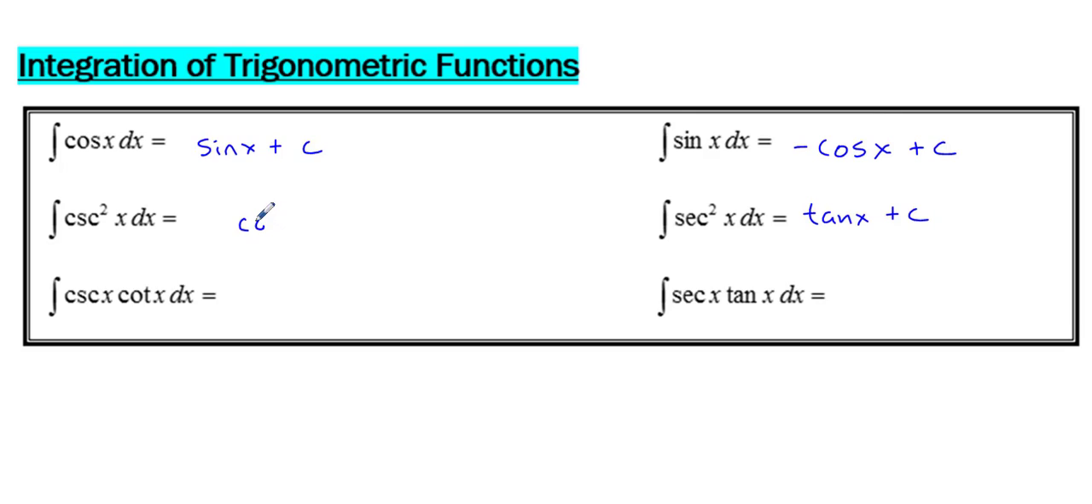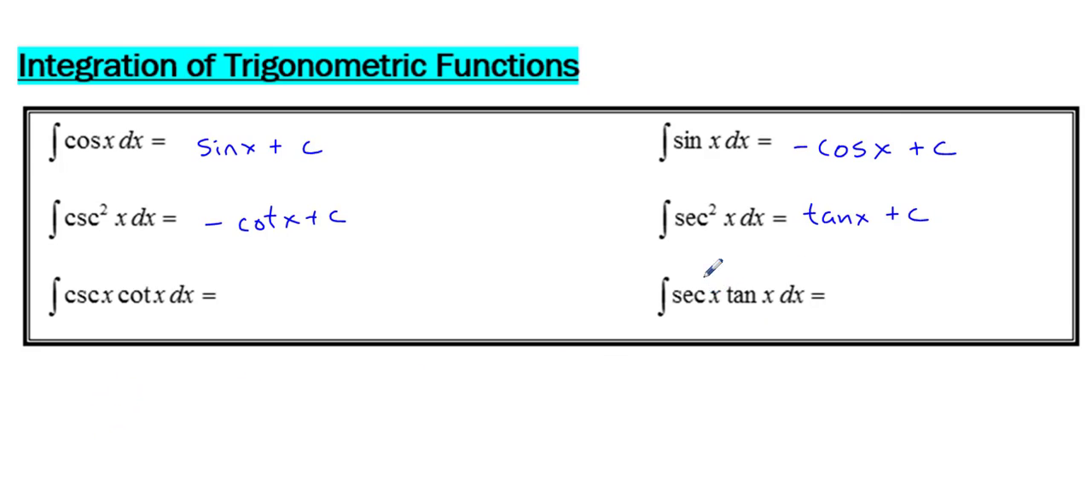Is it just cotangent? Negative cotangent. Remember, if the trig function started with a c, the derivative was negative, right? So if the antiderivative starts with a c, it's got to be negative. So that's one thing you can remember.